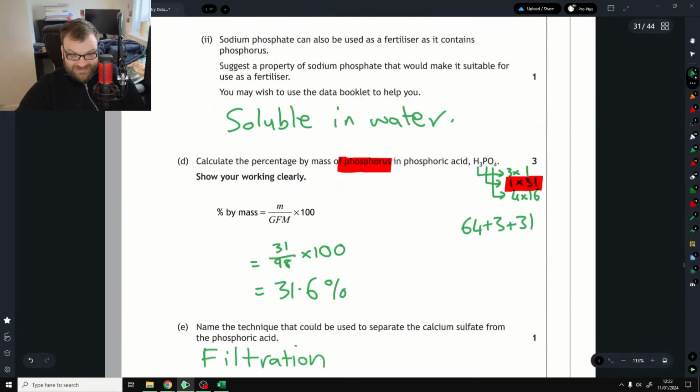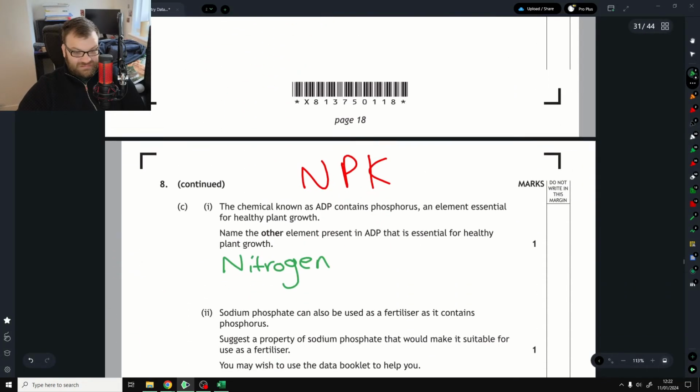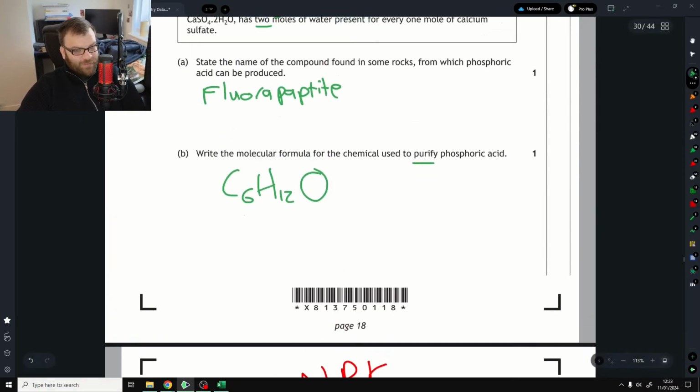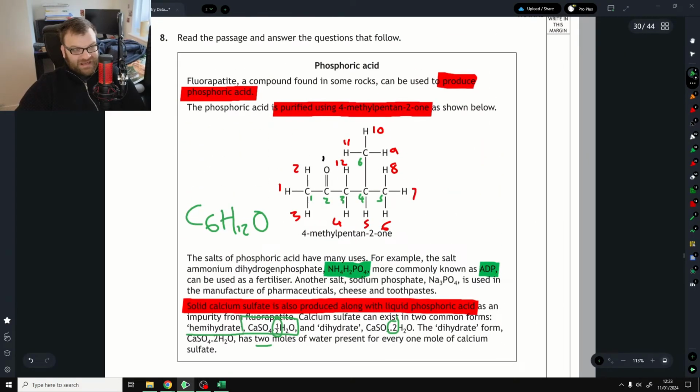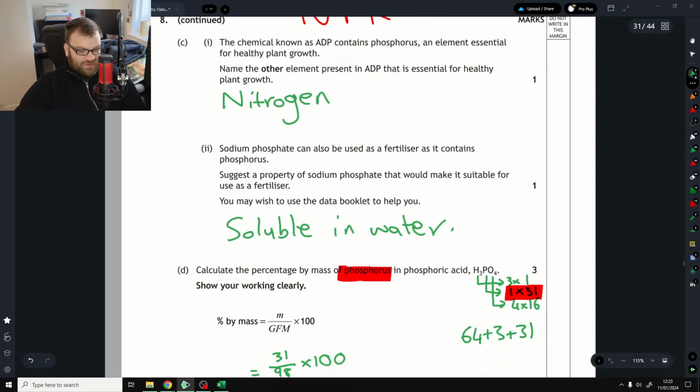State the number of moles of water present for every 1 mole of calcium sulfate in the hemihydrate form. All sorts of big words at me today. Hemihydrate. Oh, if we look here, there are half a mole of water. The dihydrate, it says, has 2. So that would work out. Yeah, that's what it is. So hemi means half. So 0.5 moles water. Make sure we're referring back up to the paragraph, the passage, to answer the questions. Most of them are directly from there, and that picks up your marks there.